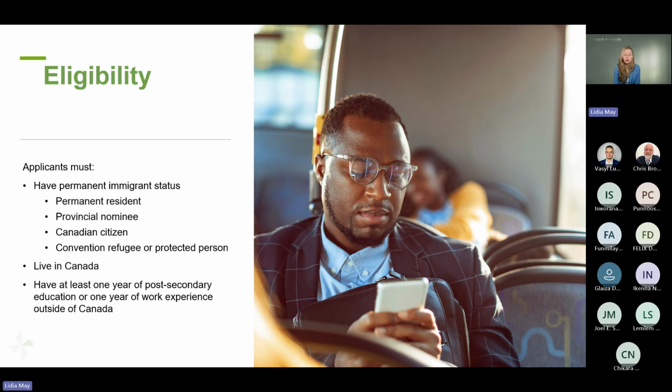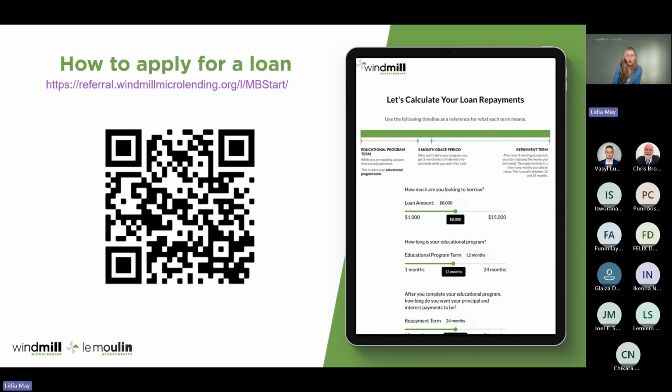And of course, we ask you to be in Canada when you apply for a loan, and also we ask you to have at least 1 year of post-secondary education outside of Canada. If you don't have it, that's fine. We can take into consideration at least 1 year of your work experience, which is shown on your resume. But for both of the requirements, we are looking into your skills and your experience outside of Canada, not inside of Canada. So how can you apply for our loan?